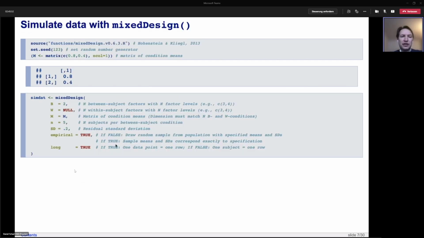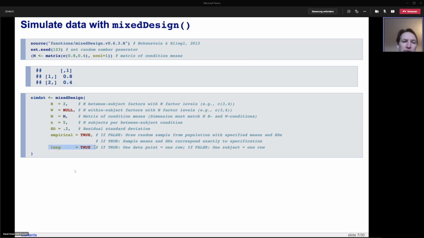But you can also specify this as true, and what happens then is the sample means and the sample standard deviation correspond exactly to the specification. So that means that this is not a completely random sample from the population anymore, but the mean of the sample, not of the population, would be for x1 exactly 0.8 and for x2 exactly 0.4. And this makes it easier for the contrast analyses, so that we don't have to deal with such complex numbers.